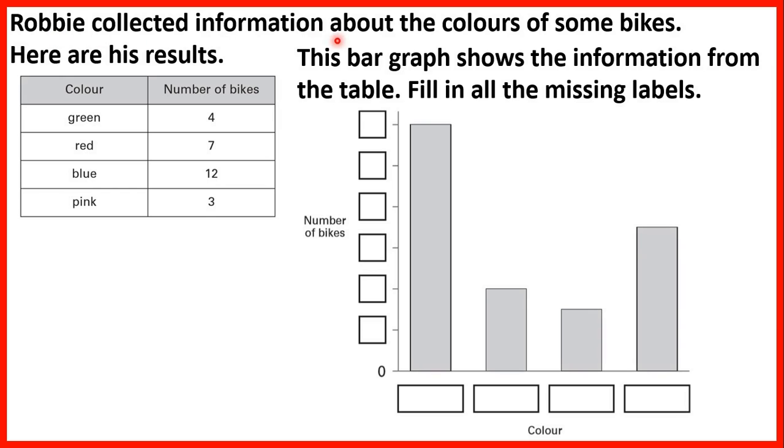Robbie collected information about the colours of some bikes. Here are his results. This bar graph shows the information from the table. Fill in all the missing labels.